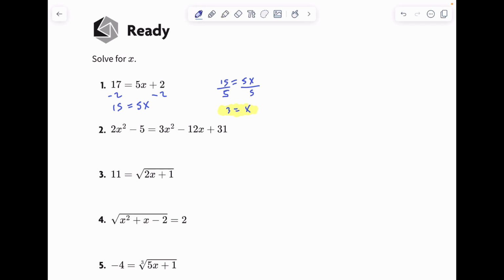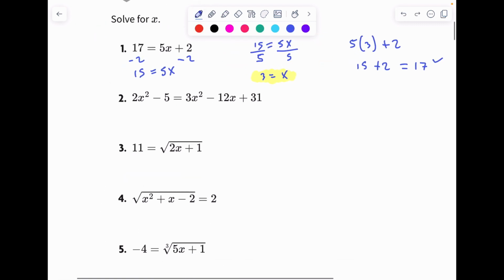To double check your work, you can directly plug it back in. 5 times 3 is 15, plus 2 is equal to 17, which equals 17, just a true statement, right? That's kind of what I wanted to see from the very beginning. I wanted to see 17 here. Great.